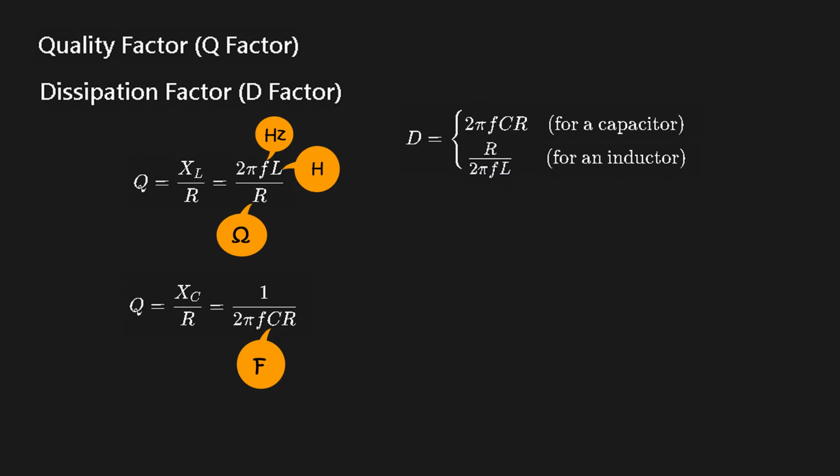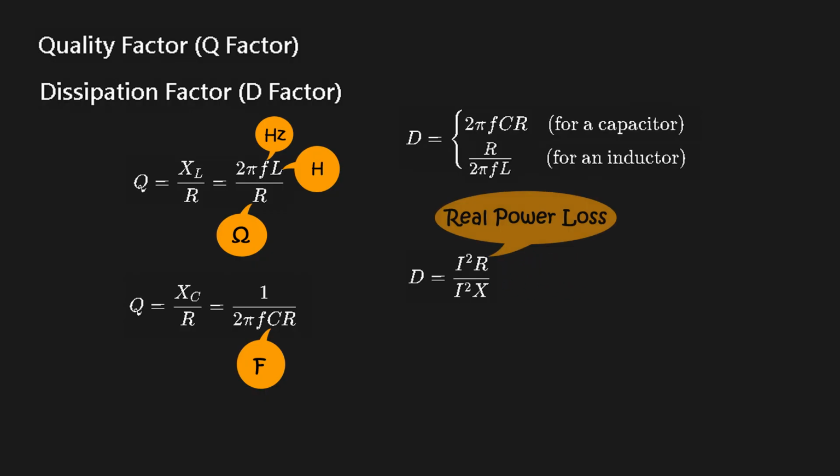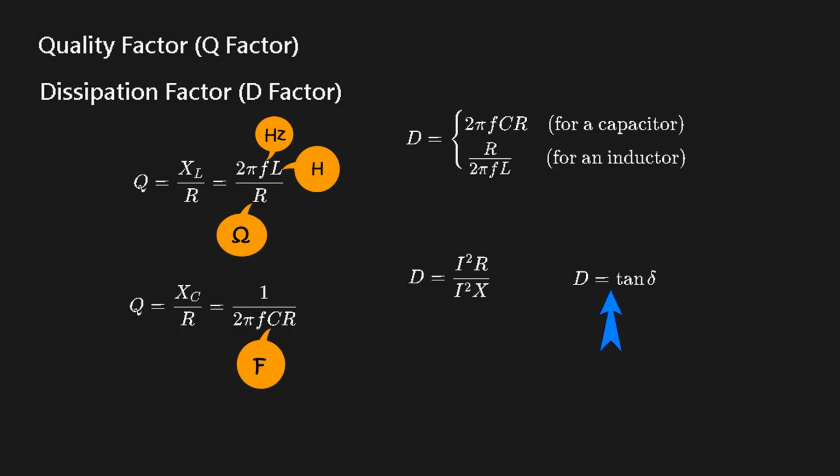Another way to express the dissipation factor is as the ratio of power lost to reactive power. It can be written as D equals I squared R divided by I squared X, where I squared R represents the real power loss, and I squared X represents the reactive power. The dissipation factor is also known as the tangent of the loss angle delta. That is, D equals tangent of delta.